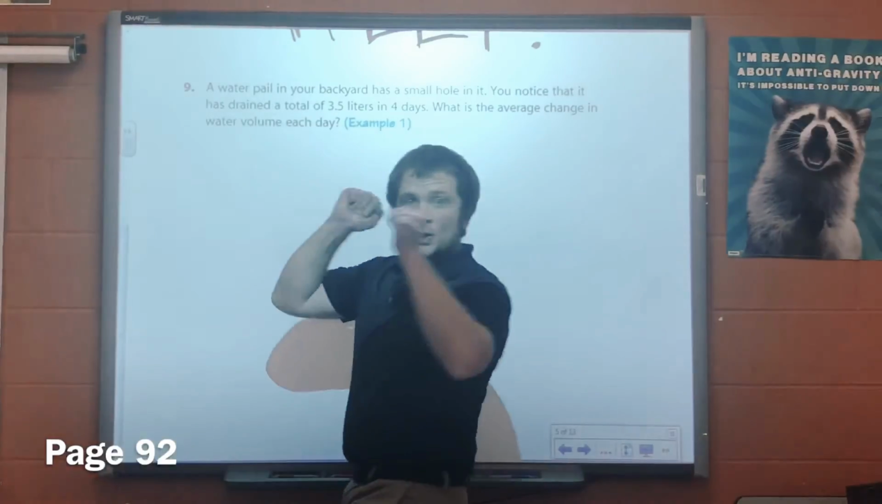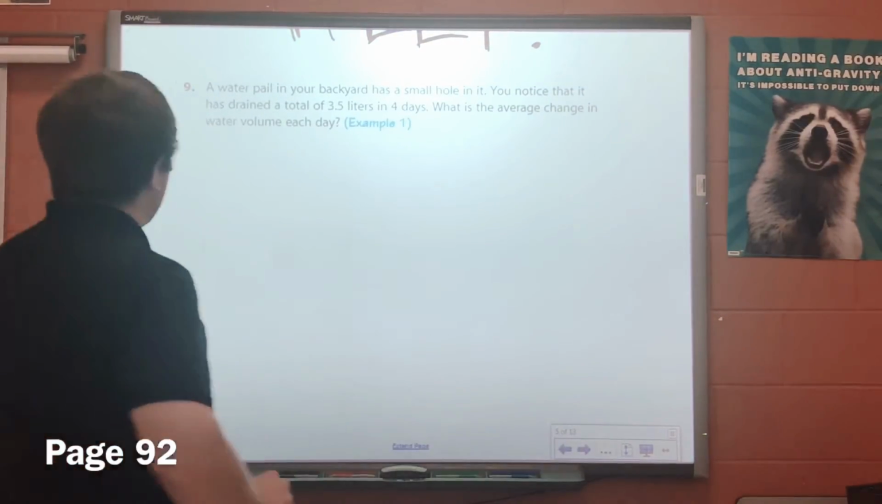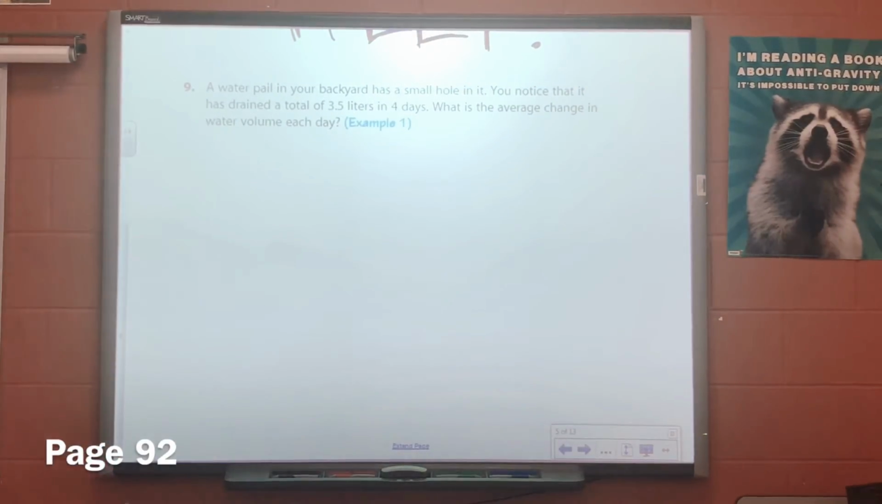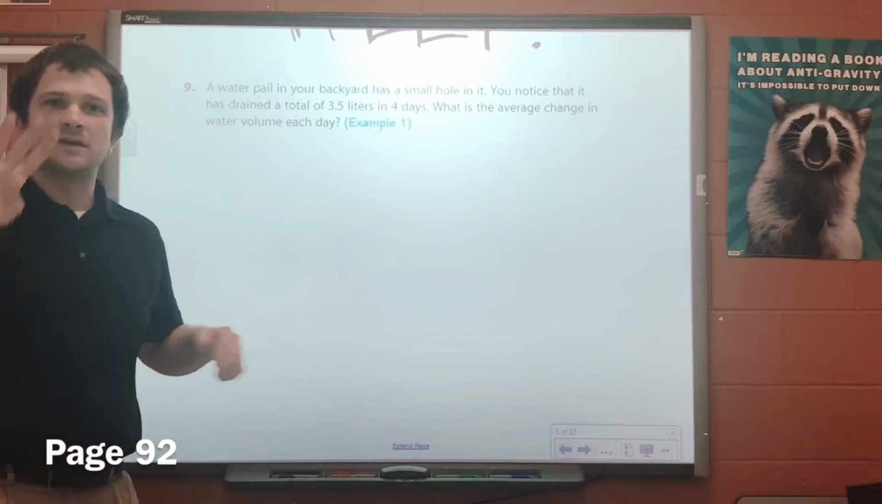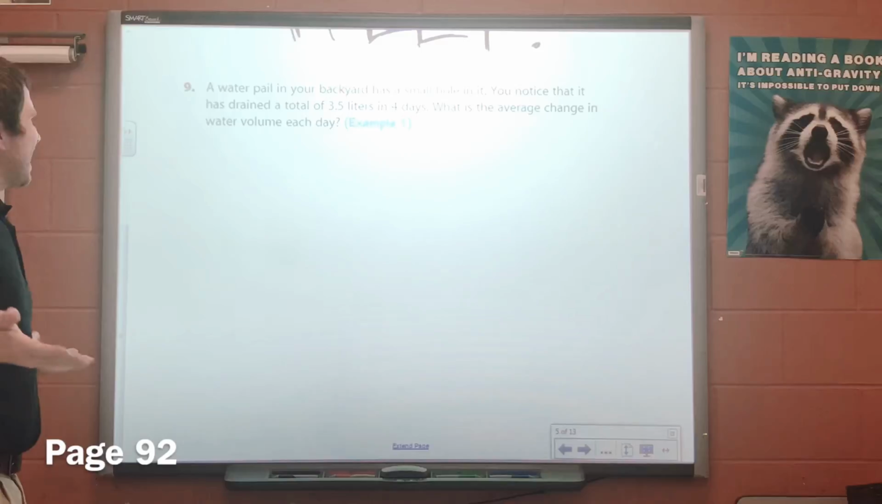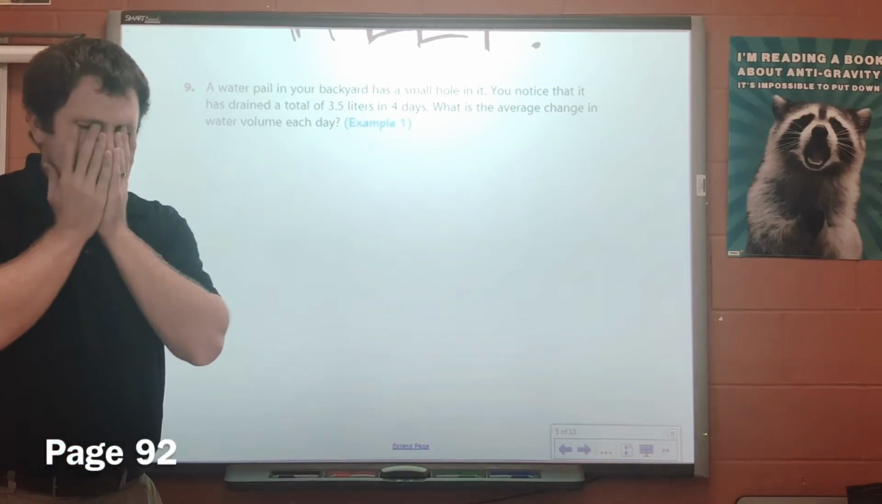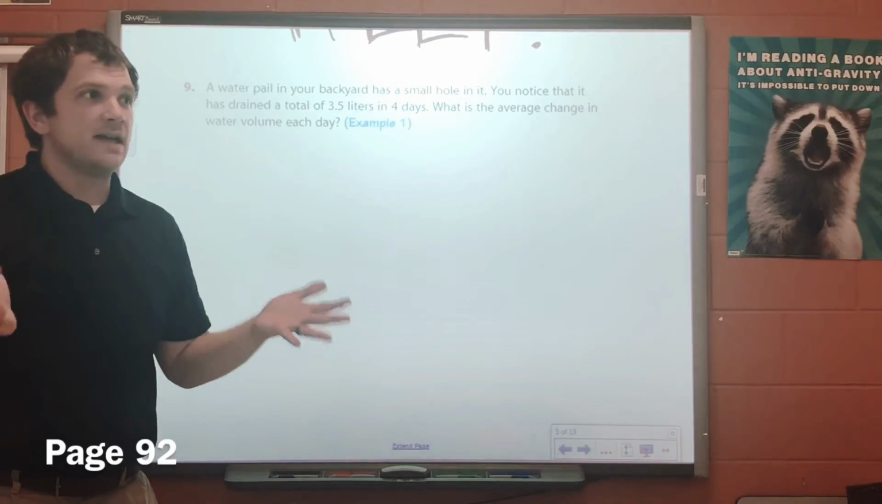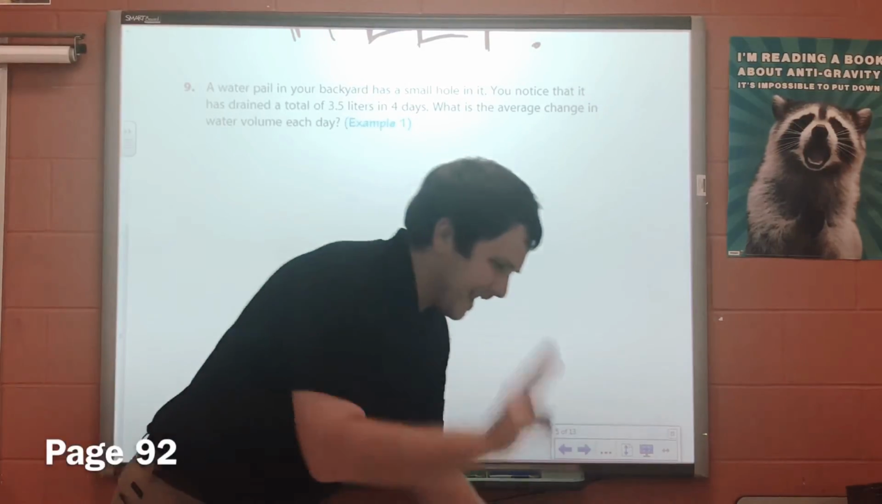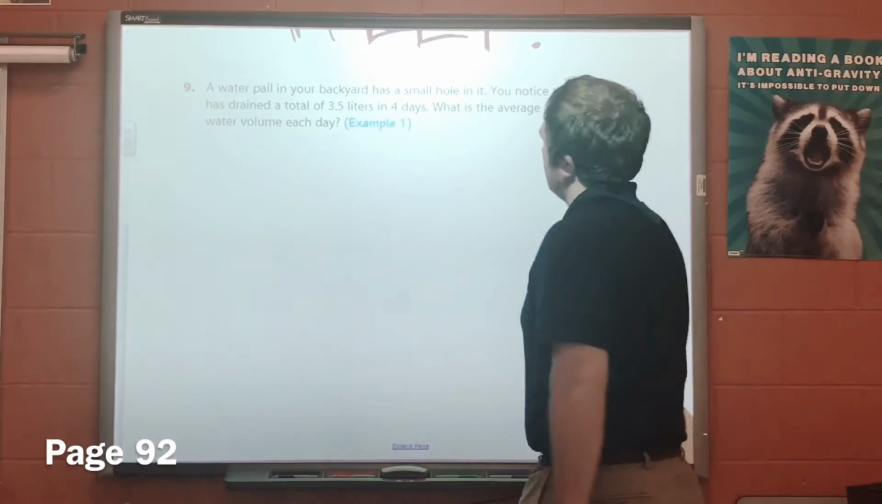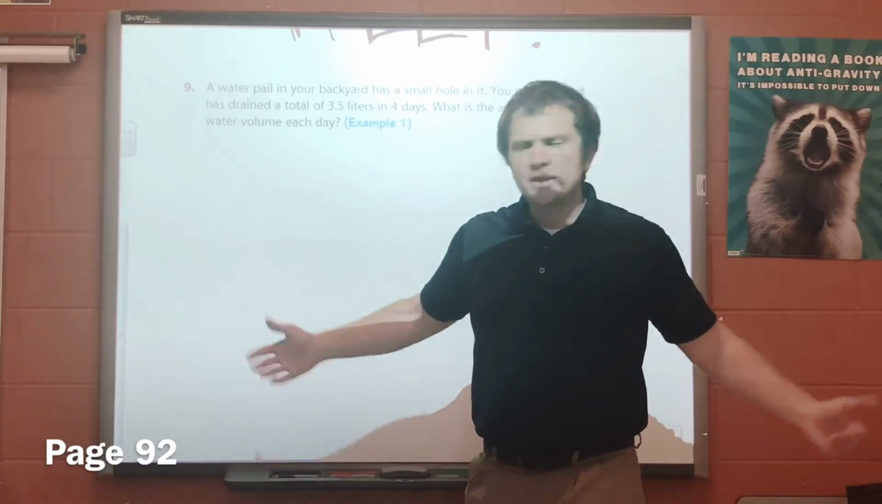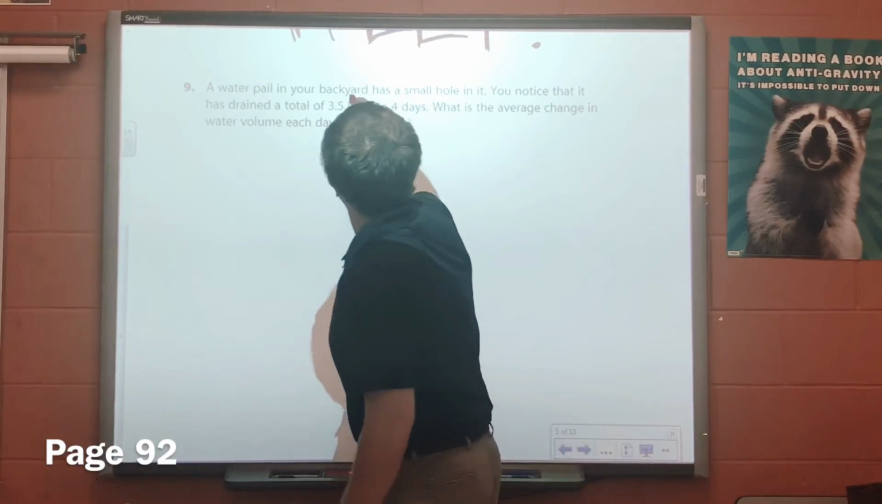All right, number 9. A water pail in your backyard has a small hole in it. You notice it has drained a total of 3.5 liters in 4 days. What is the average change in water volume each day? All right, so we have spent a couple of days now with rational numbers, multiplying and dividing. Let's pull out the information that we need here.